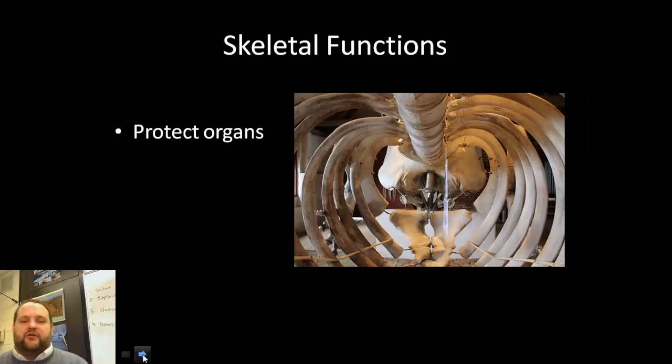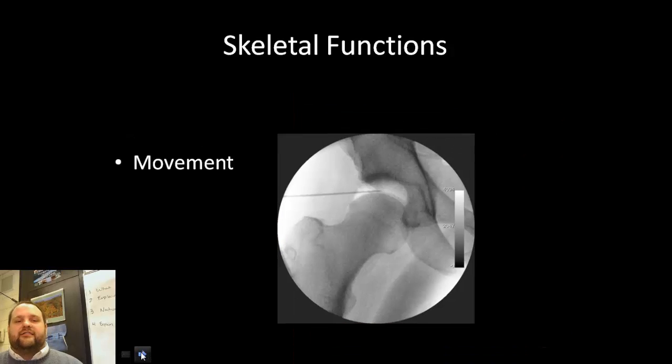It also protects our organs. So it keeps our heart from being attacked or being collapsed by pressure. So right here, this is a whale skeleton. It's protecting its internal organs. Another thing that the skeleton allows us to do is move.